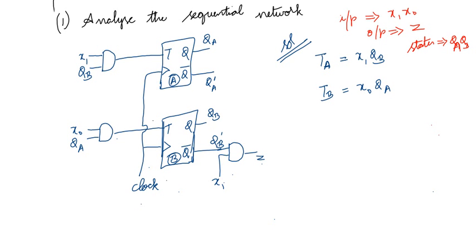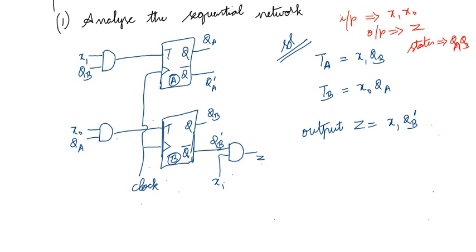Now we are writing the expression for the first flip-flop, the A flip-flop. TA is the AND operation of x1 and QB. TB is the AND operation of x0 and QA. Right. Now, what is Z? Output Z is equal to the AND of x1 and QB complement.